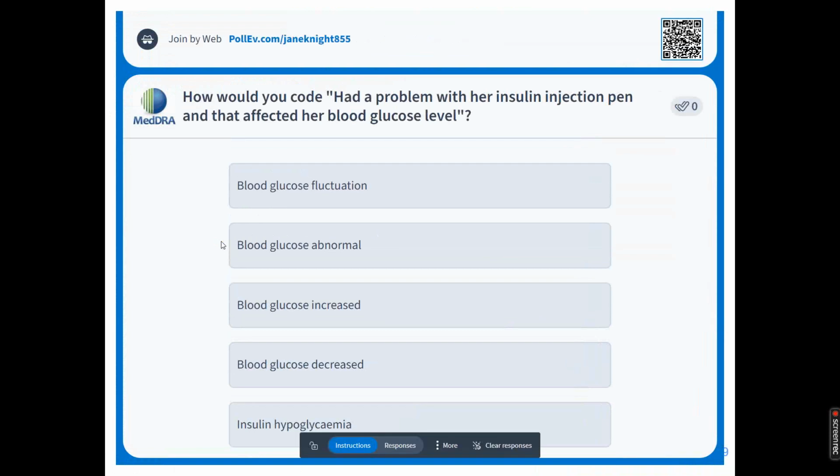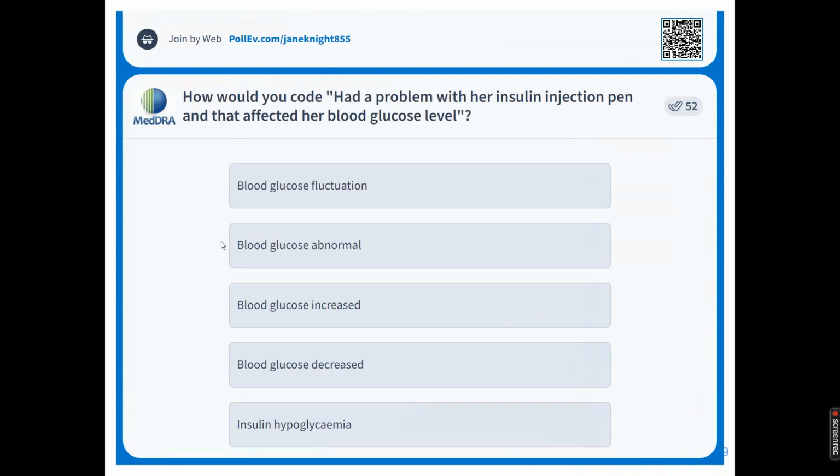So now we come to the poll for what about the effect on her blood glucose level? Is the blood glucose fluctuating? Is it abnormal, increased, decreased, or is it insulin hypoglycemia? So a few of you were choosing the fact that there was an incorrect dose administered. Very few of you read it that the dose hadn't been given at all, but that you read that it was incorrect.